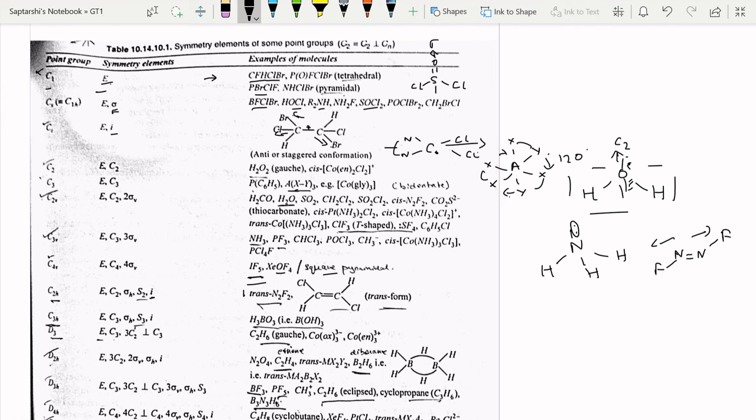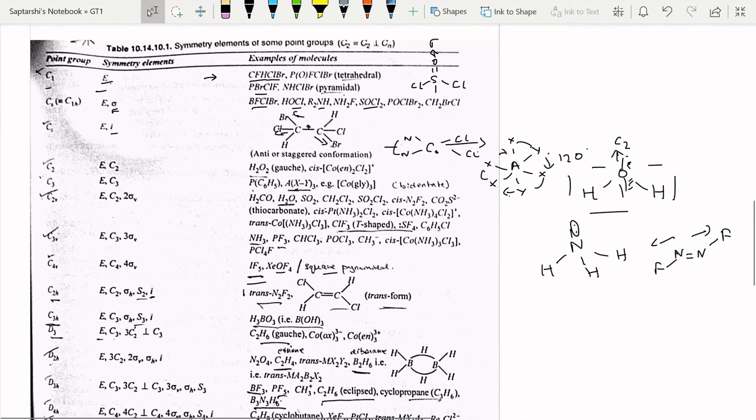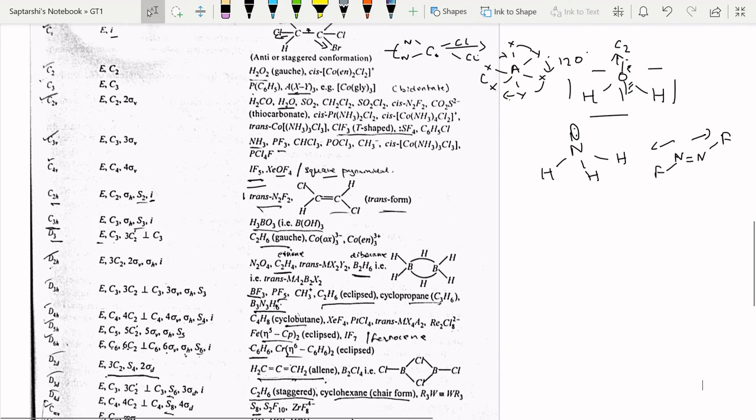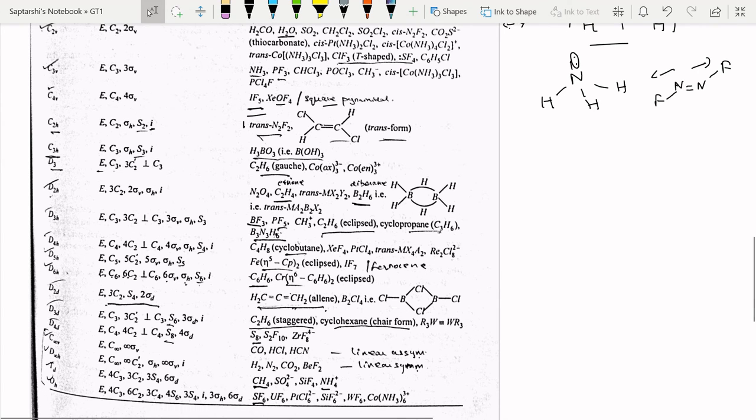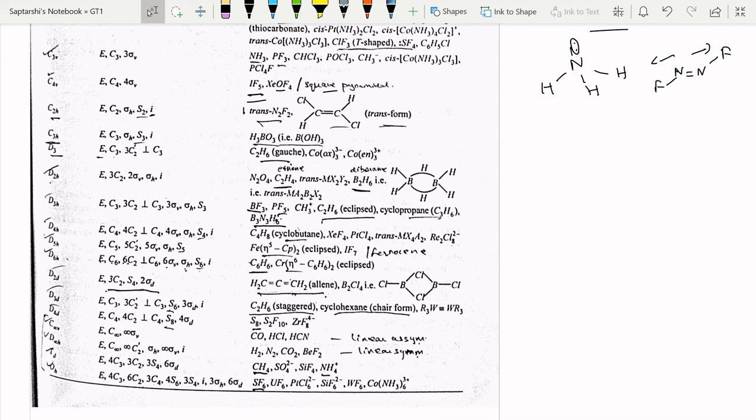And now we come to some a bit more complex ones over here. So we have C2H6, which is ethane gauche, which takes a D3 point group, and C2H6, which is ethane in the eclipsed form, which takes a D3h point group, and ethane in the staggered form takes D3d. I'm just marking the famous examples, so you can just practice for homework and see it for yourself, okay.